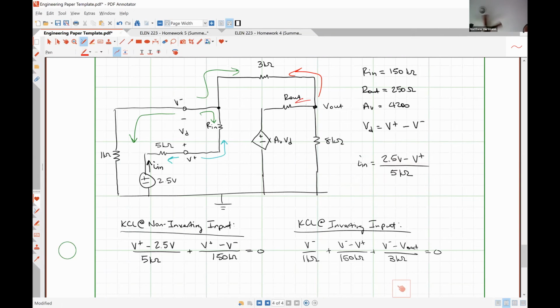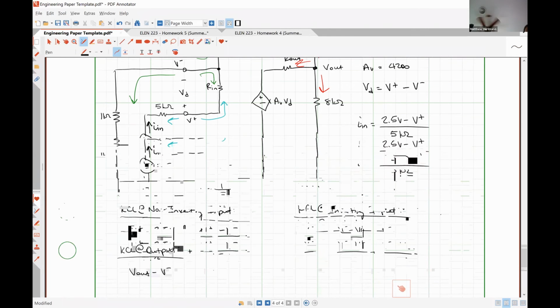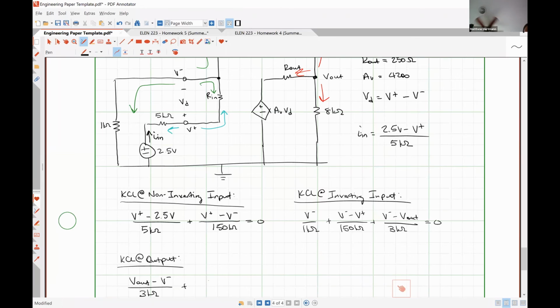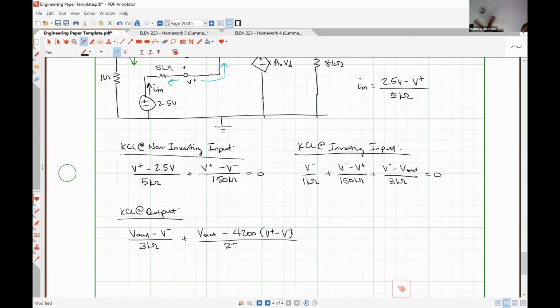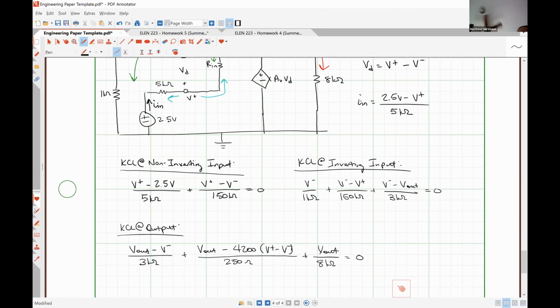And lastly, we're going to have to do KCL at our output terminal, which is going to be this current and this current added together. So we're going to have V out minus V minus over feedback resistor 3 kilo ohms, plus V out minus 4,200 times (V plus minus V minus) divided by R out, which was 250 ohms, plus V out divided by 8 kilo ohms is equal to 0. So those are our three equations.